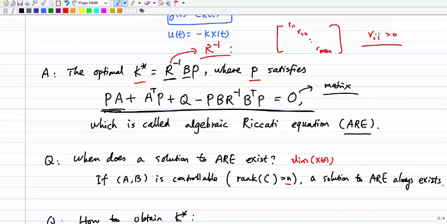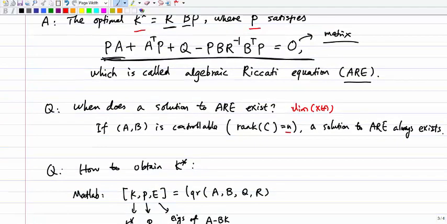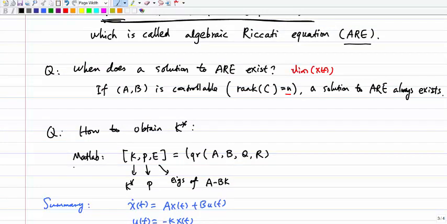Next question is how to compute K star. Typically it's a little bit hard because P is multi-dimensional; it could be a square matrix. So it's hard to compute by hand, but we can use MATLAB to compute the solution directly. In MATLAB you use the command LQR, which returns K, P and E. This is how you specify A and B and Q and R.